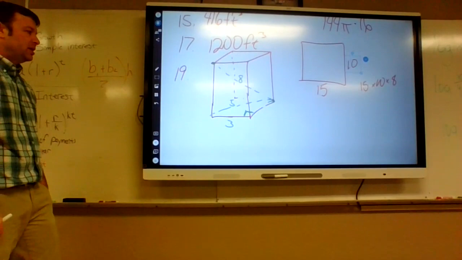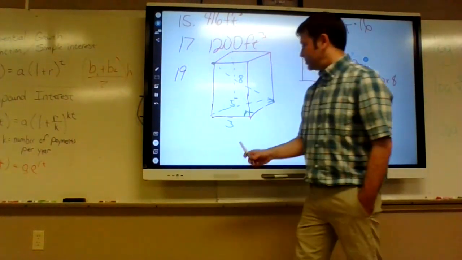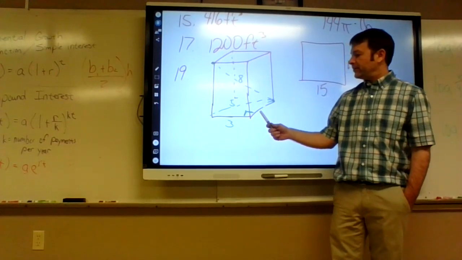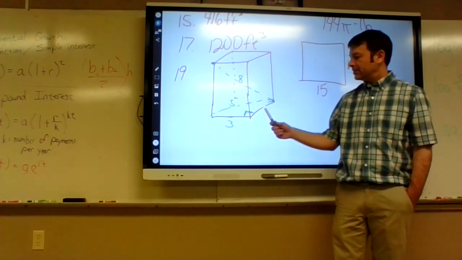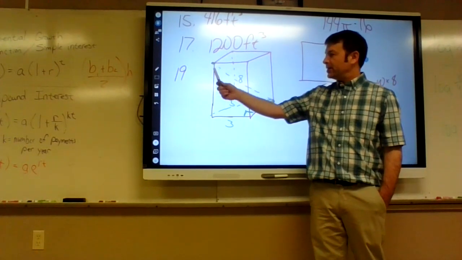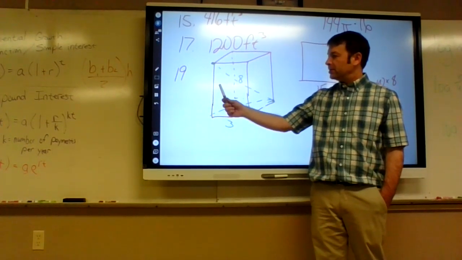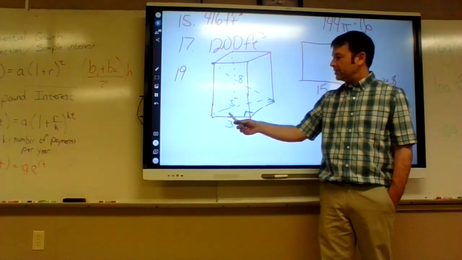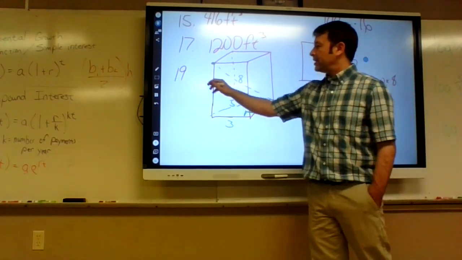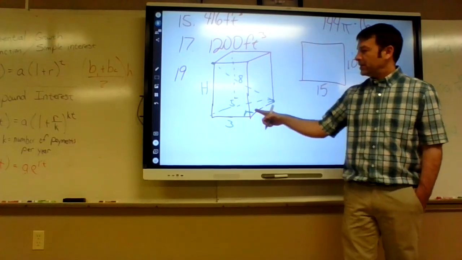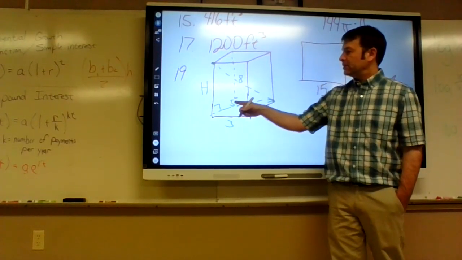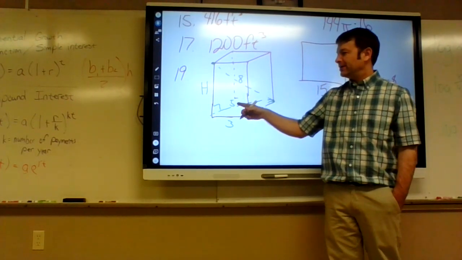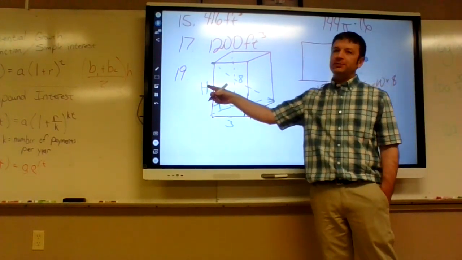Anyways, there are two things that we're missing. You guys see what we're missing? The width and the height. We're missing the width of the base, right there, and we're also missing the height of the prism. Okay, so let's start with the height. How would I set this up to find H? Dylan, do you know? How do I solve for H here?